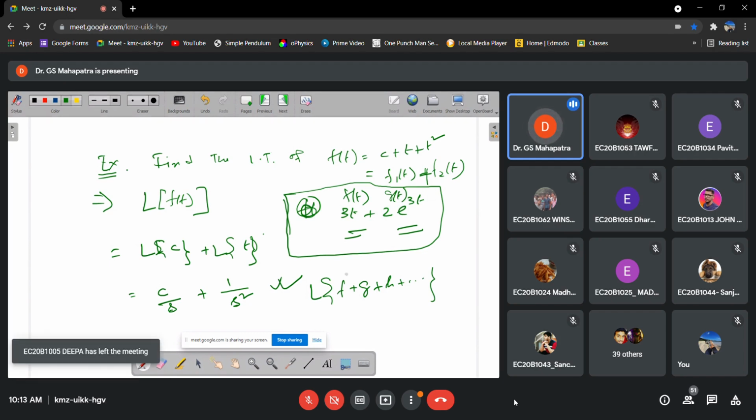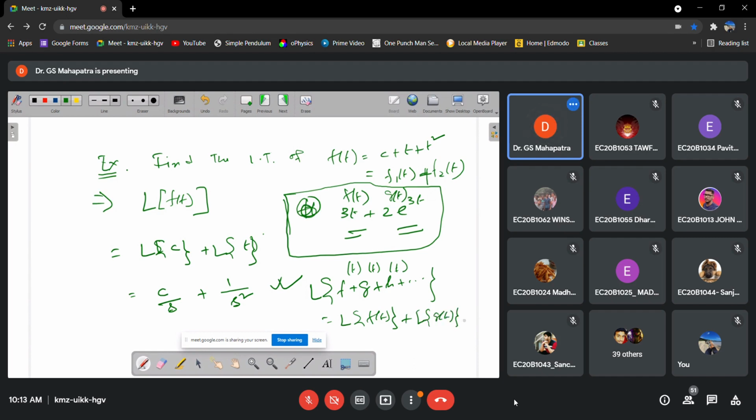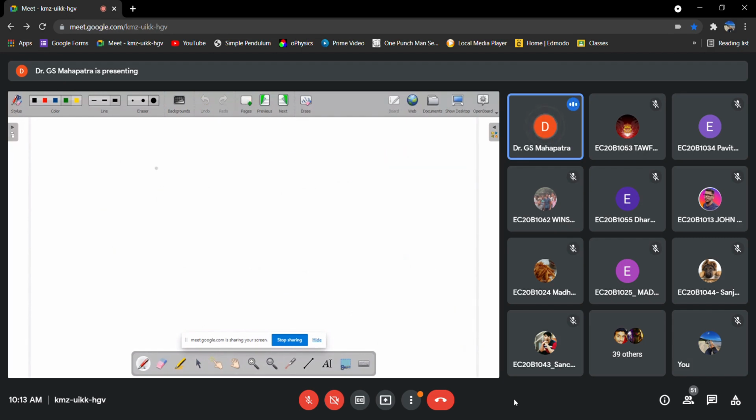What are f, g, h? Functions of t. I have not written it because you understood that one. So the Laplace transform of f of t plus the Laplace transform of g of t plus the Laplace transform of h of t, and so on. This is the concept.